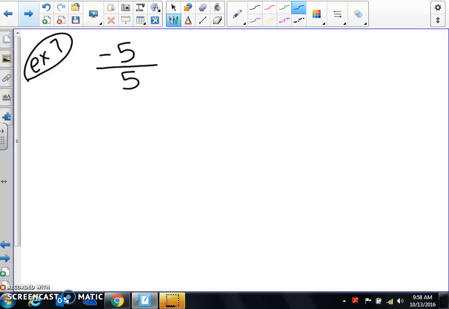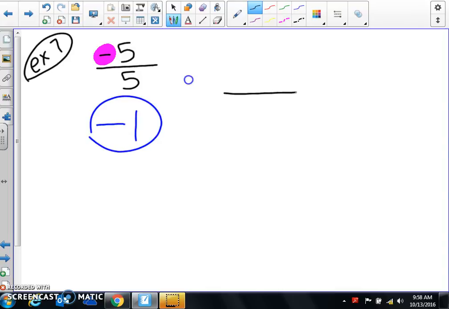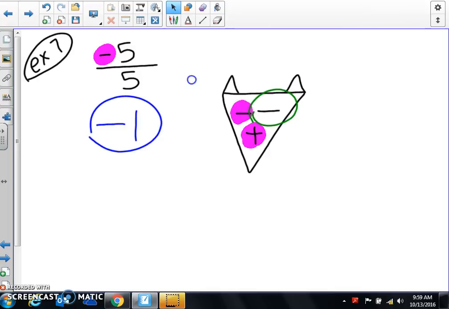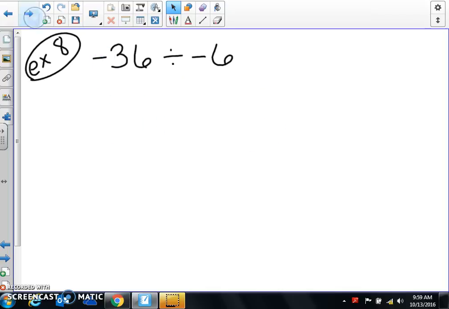Okay, I've only got 1 negative. Therefore, that's odd. So the whole thing is going to be negative. And then 5 divided by 5 is 1. Once again, you can use your fox. We have a negative on top, positive on the bottom. Therefore, my whole quotient is going to be negative.